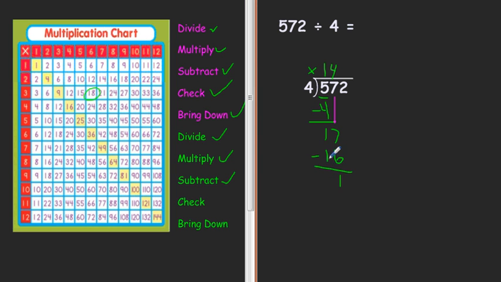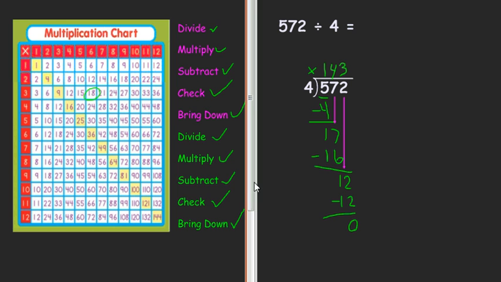So now I'm going to check. Is 1 smaller than 4? Yes, it is. So I'm okay. So now I'm going to bring down the 2. So now I look again. 12 is a multiple of 4. 4 times 3 is 12, so I'm going to put the 3 up here. So 143. Bring this down, 12. And I'm done. I brought down, subtract.